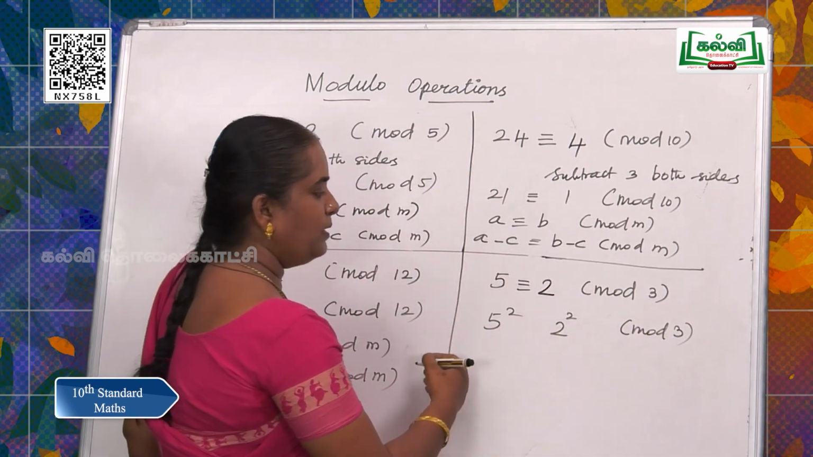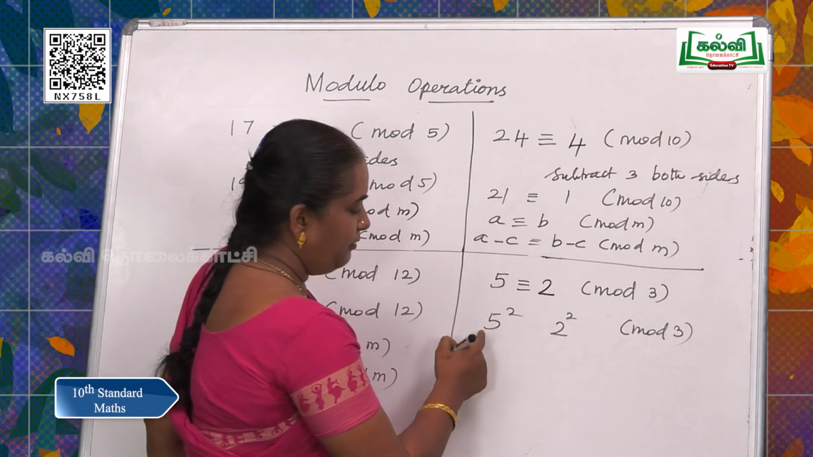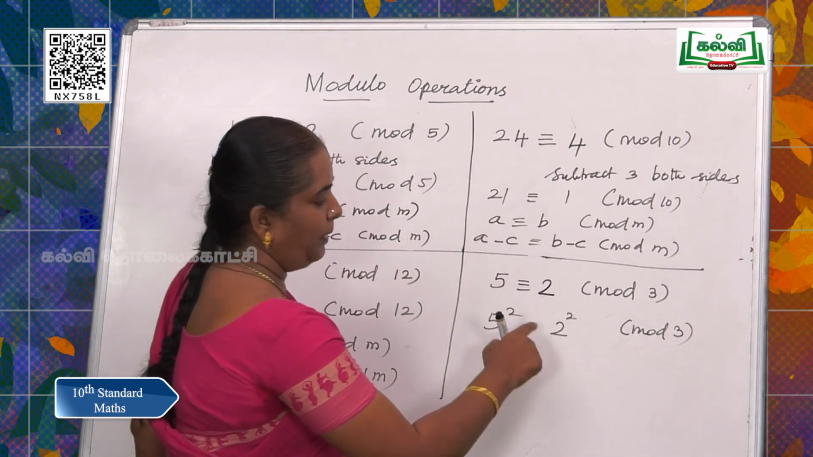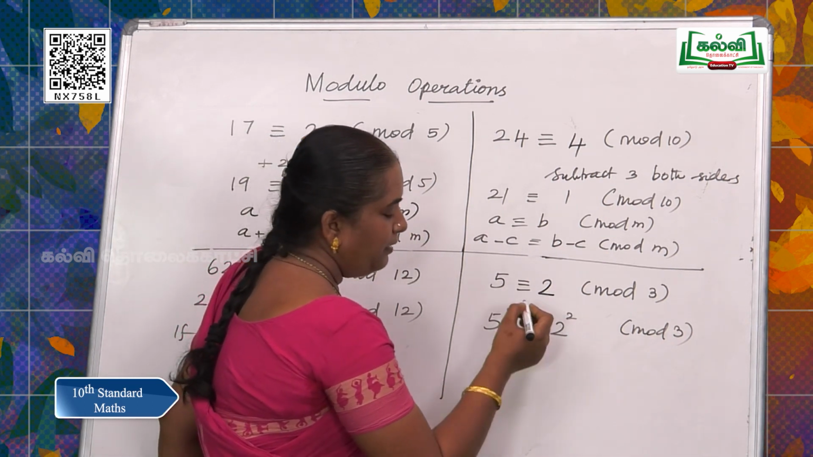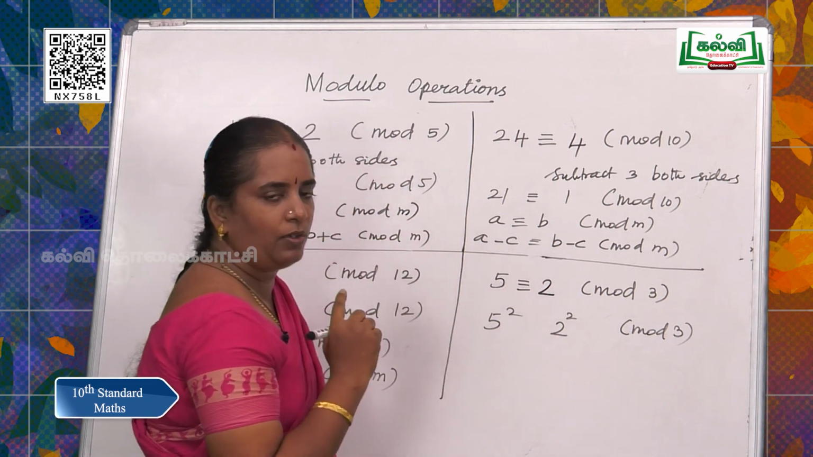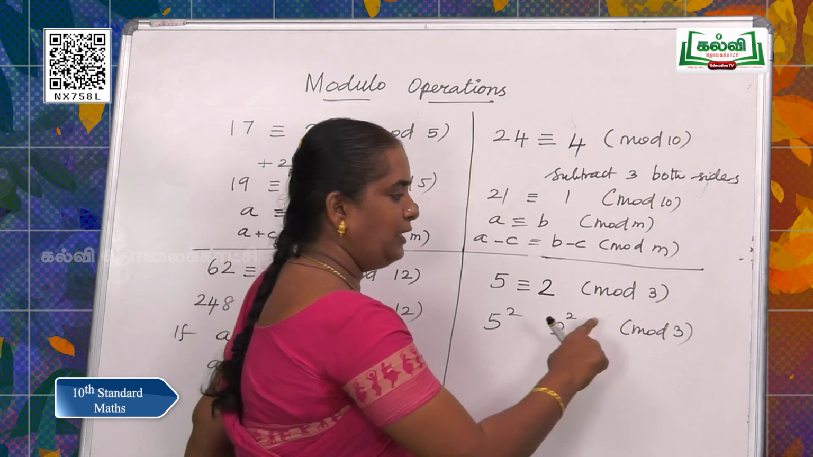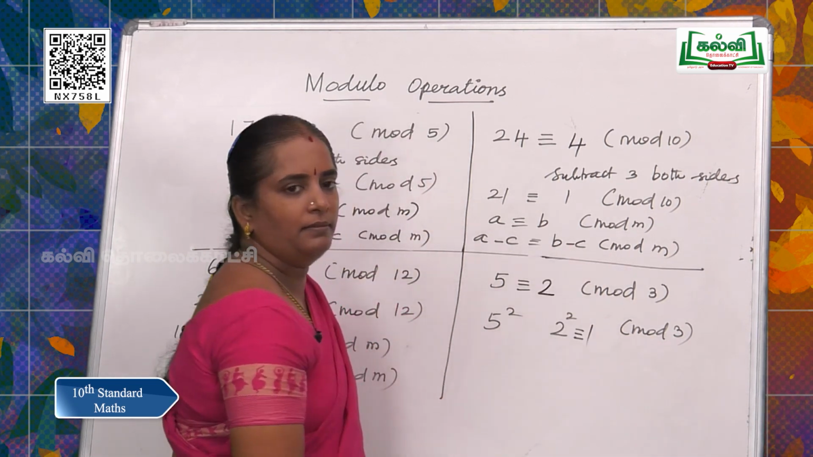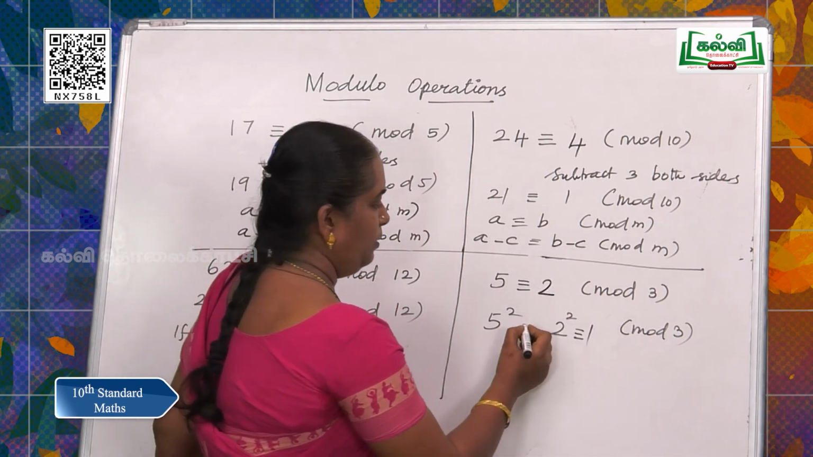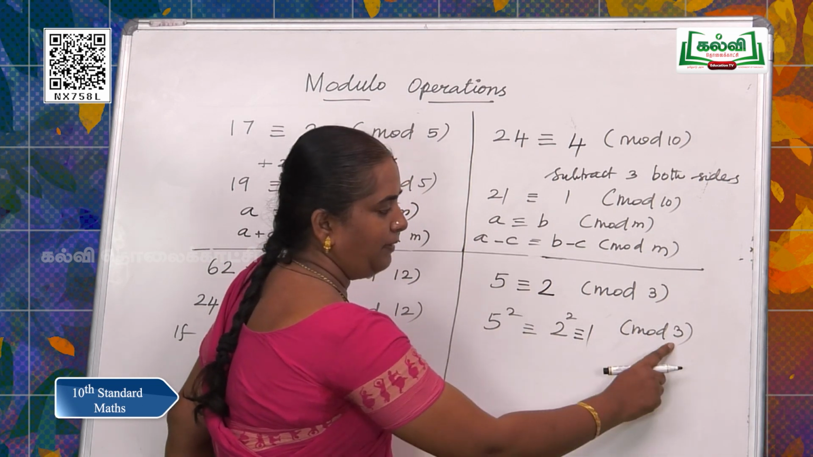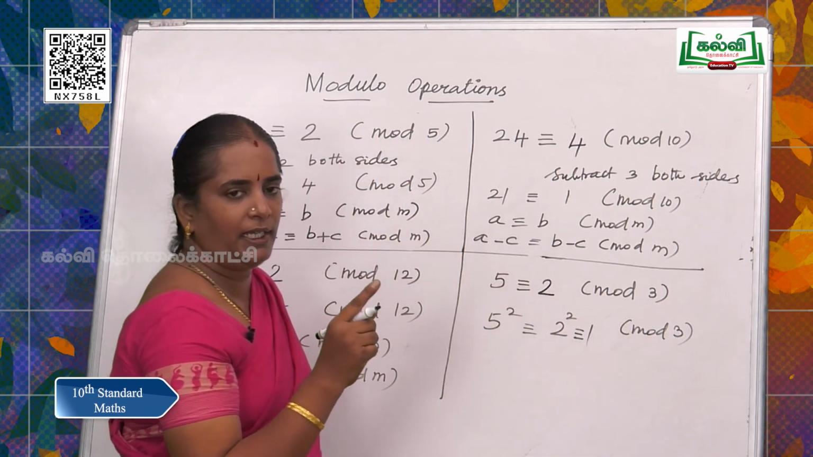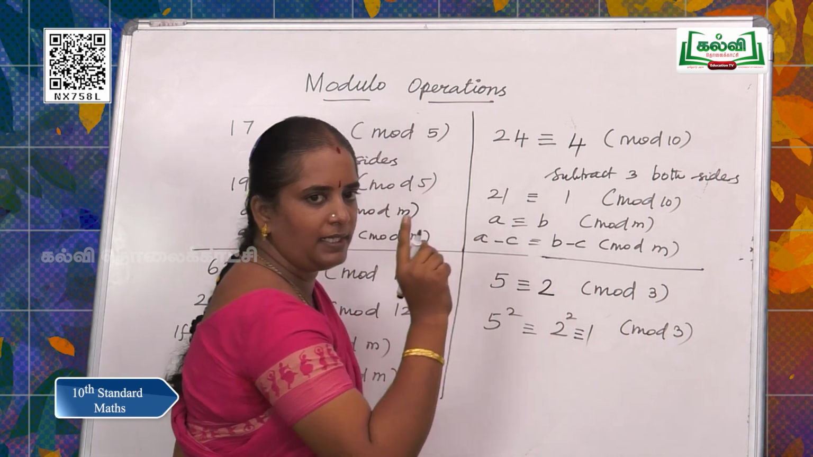5 power 2 is 25. 2 power 2 is 4. Let us see whether they are congruent, we are going to check. 2 power 2 is 4, which is congruent to 1 modulo 3. So, 25 on dividing by 3 gives remainder 1, which is the right answer.